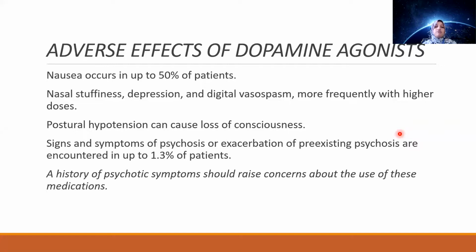Now, the adverse effects of dopamine agonists. Nausea can occur, and nasal stuffiness, depression, digital vasospasm because of the ergot alkaloid effects. Postural hypotension is also due to the same reason. If the patient has an underlying psychosis, that can be exacerbated.